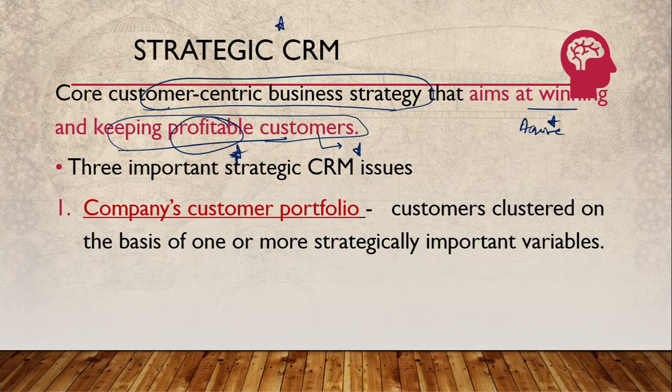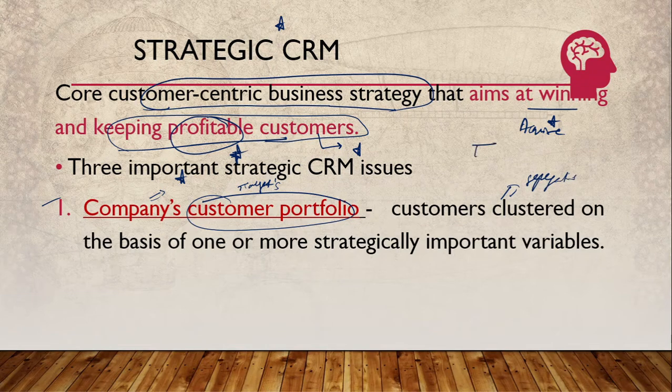So what are the three different ways in which we can place our strategy? First, we need to understand the company's customer portfolio. First of all, you need to identify who your customers are, how you will know their behaviors, and how you can retain those customers. Everything will come under the customer portfolio of the company. So here what you will do is segregate the customers.